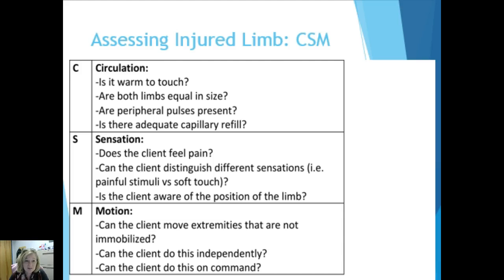So the sensation piece is, does the client feel pain? Is the pain within normal limits, or is there a possible problem with compartment syndrome? Can the patient distinguish between different sensations? So is it a touch or is it a painful stimulation when you're touching their foot? Is the client aware of the position of the limb? And motion, of course, we want to assess, can the patient move their extremities? Can the patient do this independently? And can the client do this on command?